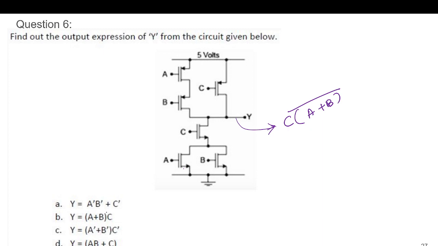For this we apply De Morgan's law, slightly modify this, and you will get A bar, B bar plus C bar. This is option A. So if you are breaking this bar, the sign will change. That is from De Morgan's law.